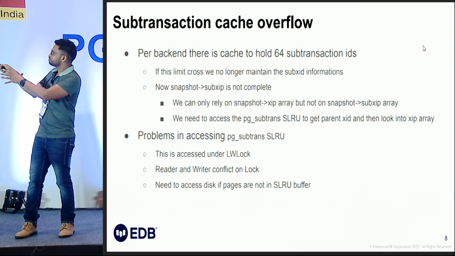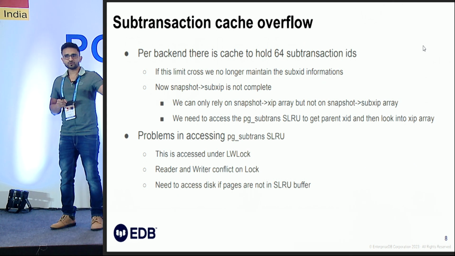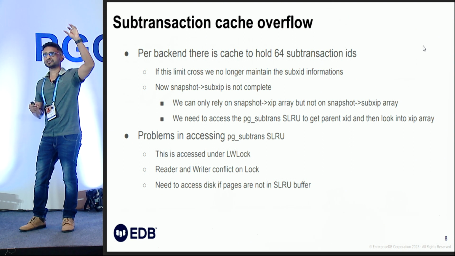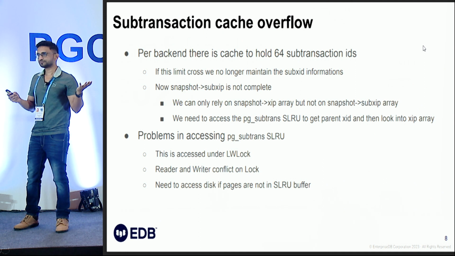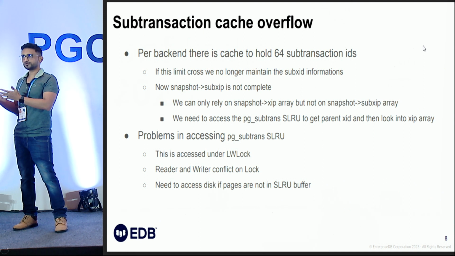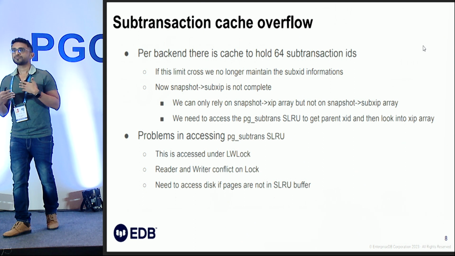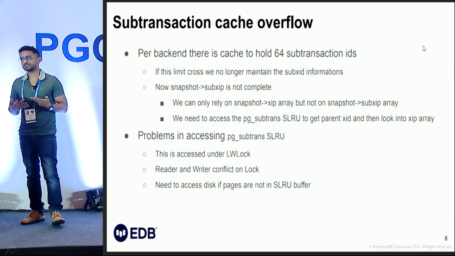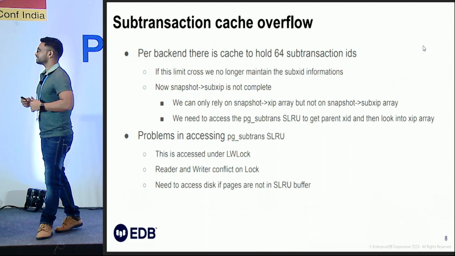So here the PG Subtrans SLRU comes into the picture, that you got the XID from the tuple. Now you need to identify which is the top transaction ID for this. This might itself be a top transaction ID, but we don't know. So now we need to go into the SLRU, and that is a shared data structure, which is getting written by the backend which is generating the subtransaction ID. So you need to take a lock and look into that structure.